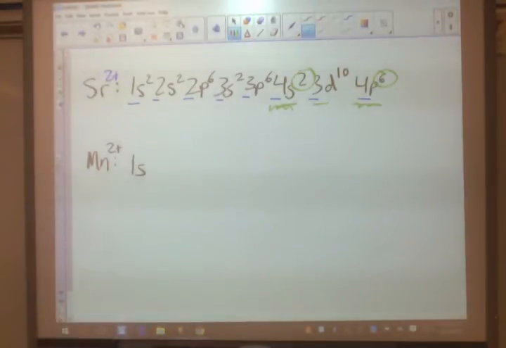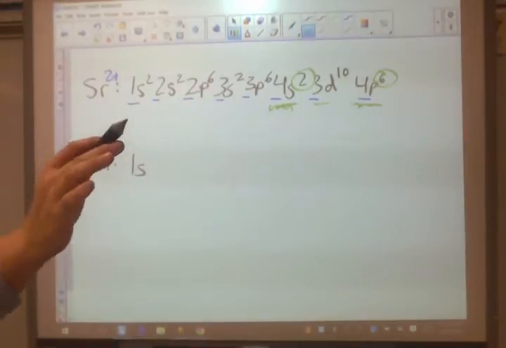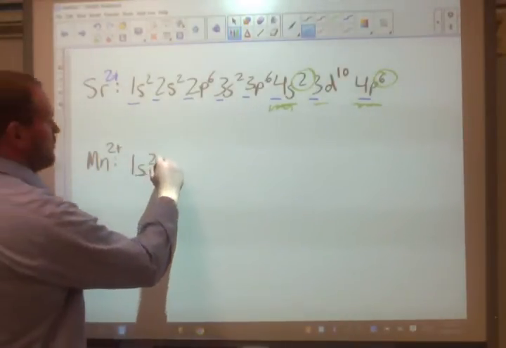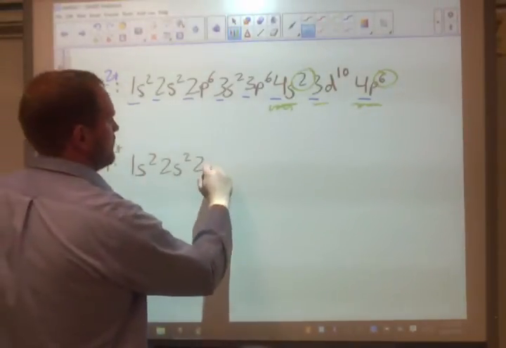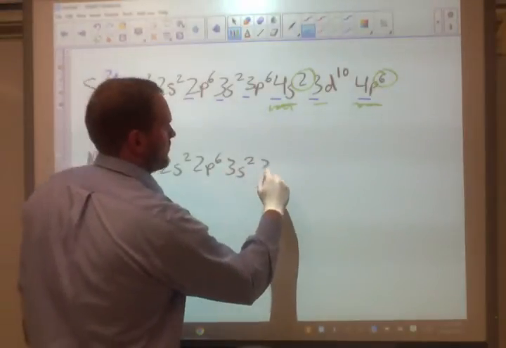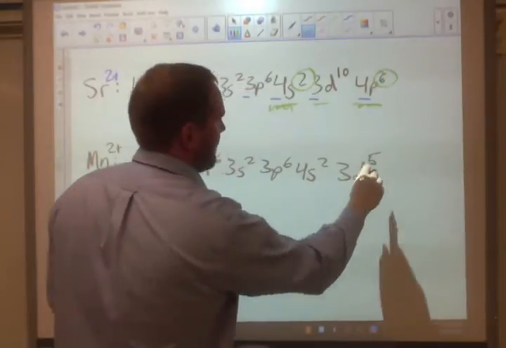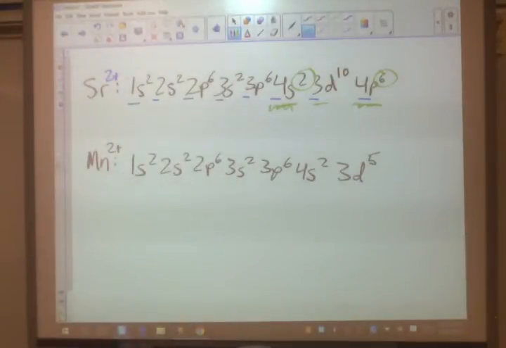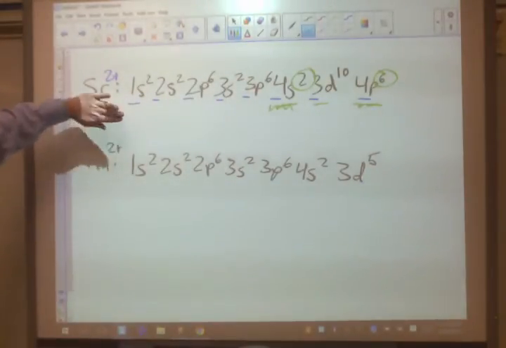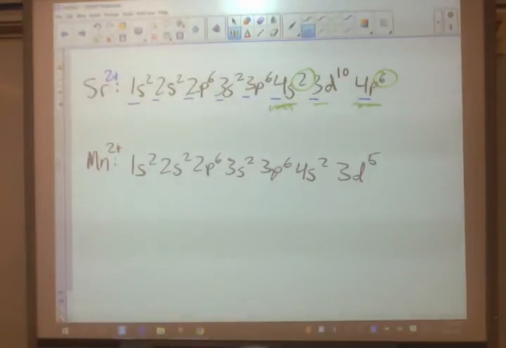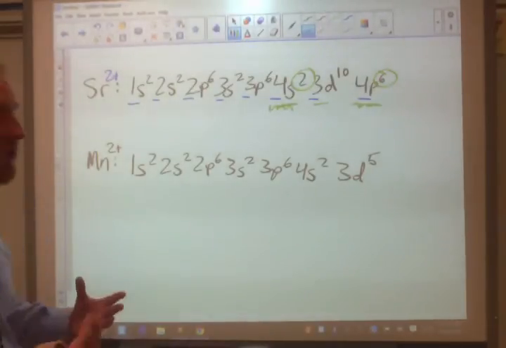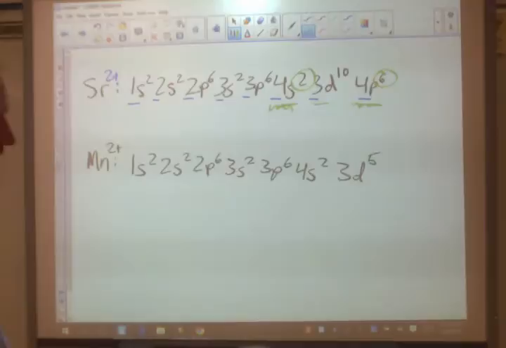Manganese is going to end with 3d5. So let me write that out. 1s2, 2s2, 2p6, 3s2, 3p6, 4s2, 3d5. That's regular old manganese, so without the 2+. Now, if I want to turn this into manganese 2+, I need to remove 2 electrons. So the question is, where do I pull those 2 electrons from?